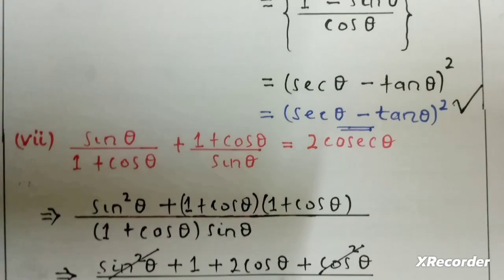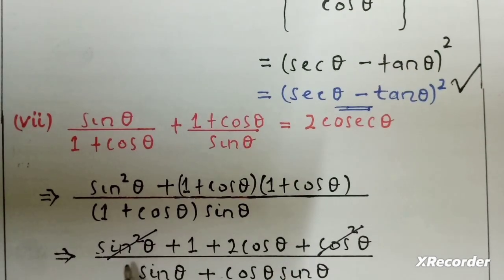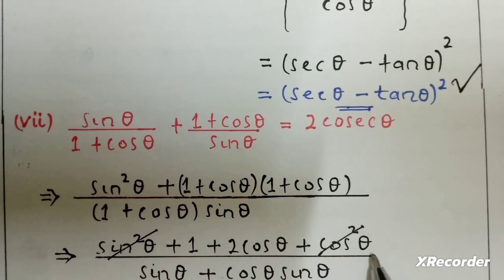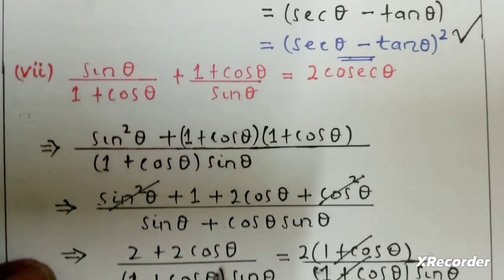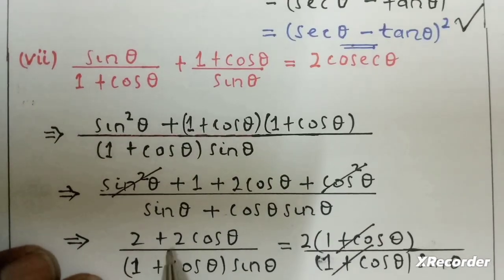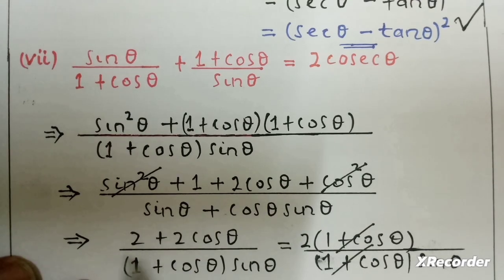So the sine squared theta and cos squared theta is equals to 1. So 1 plus 1 is equals to 2. So you get 2 there, plus 2 cos theta all over this. So you can factor out the 2.